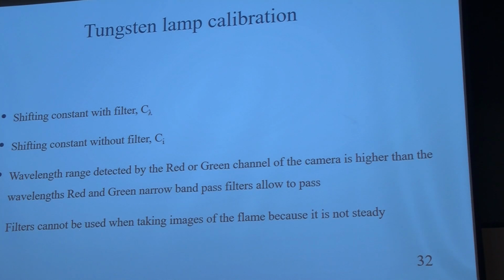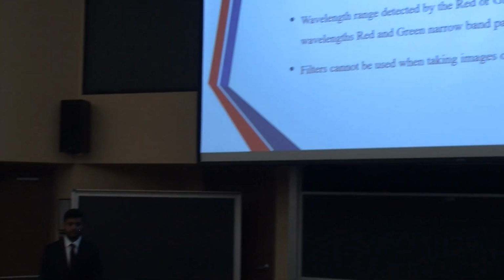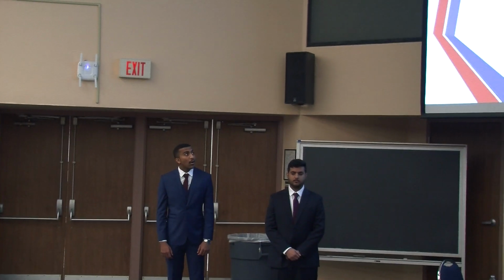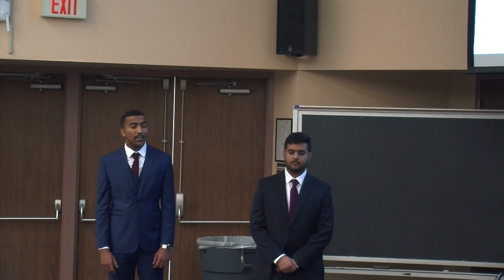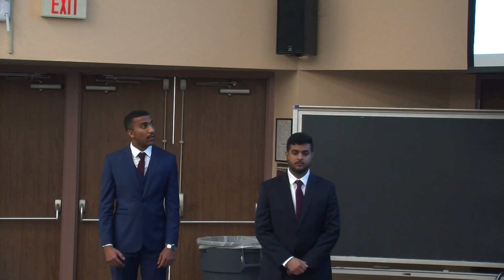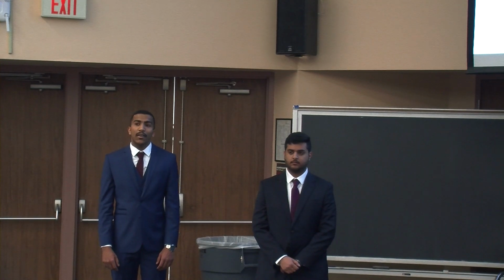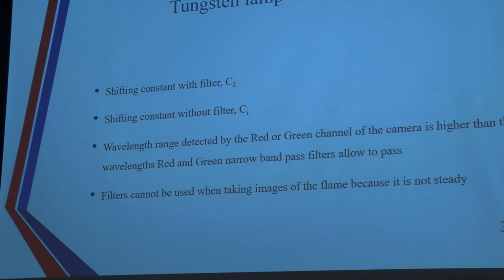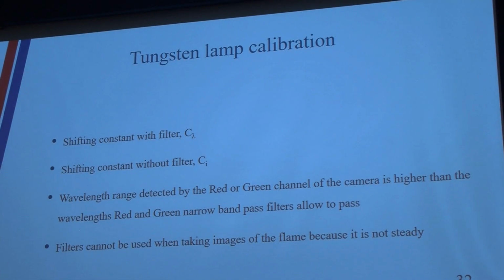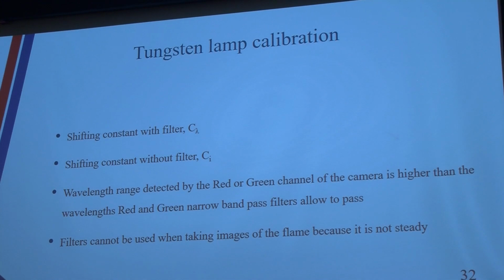If we want to shift the relative radiance to physical radiance, we have to find shifting constants. In our experiment, we will find 2 shifting constants: one with filter, called C lambda, and one without filter, called CI. Since the wavelength range that passes the narrow bandpass filter is lower than the range that we detected for the red channel or any channel in the camera, we have to correlate CI with C lambda in order to make the camera take an image as if there were a filter in front of it, even without one. Changing the filter while doing the experiment is impossible because the flame will not be stable.